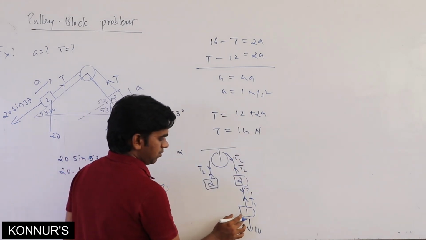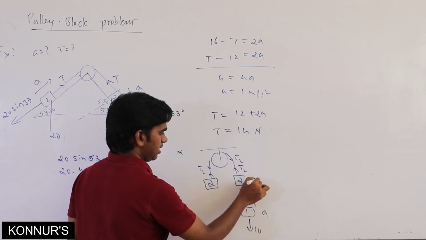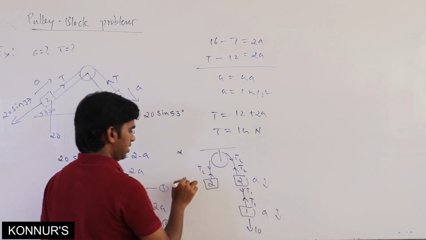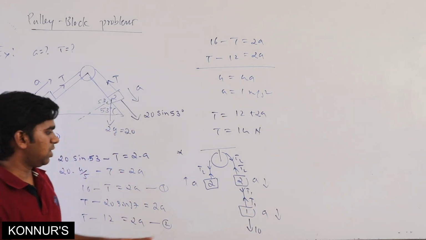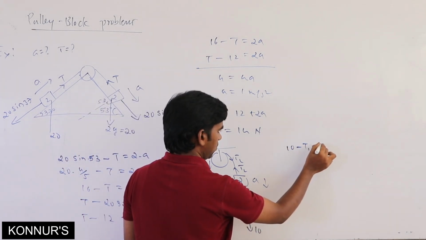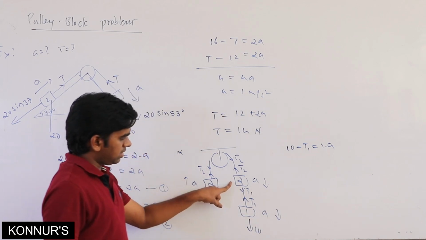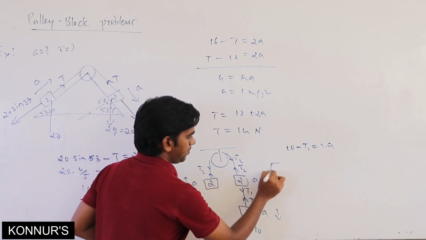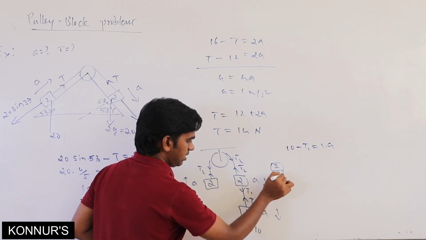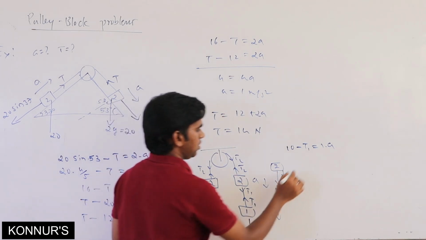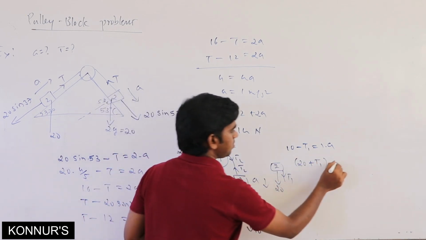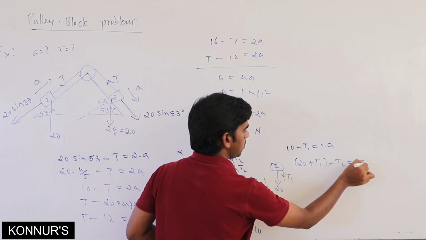Now what can you write? Here acceleration is there. Here acceleration is there. Here acceleration is there. Downward, downward. Here it is upward. Okay. So now what is the net force here? 10 minus T1 equals 1 into a. For the second body, 20 is its weight and T1 is also acting in the downward direction. So downward is 20 plus T1, upward is minus T2, equals 2a.